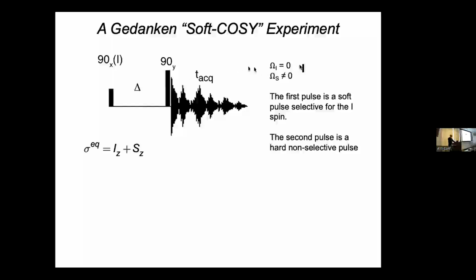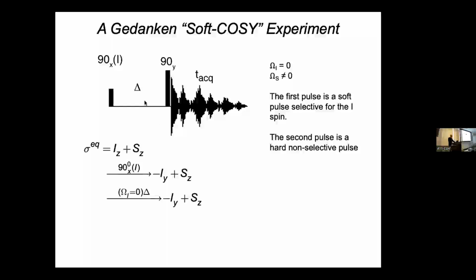And I'm going to pretend, for simplicity, that I'm sitting on resonance with the I spin so the pulse can be selective. So the initial density operator is proportional to the I magnetization and the S magnetization. And this is a homonuclear experiment, so I don't need to keep track of polarizations. I didn't write the omega I and omega S here because they're equal to each other. And after a 90-degree pulse on I have minus IY, but I still have SZ because the pulse was selective.